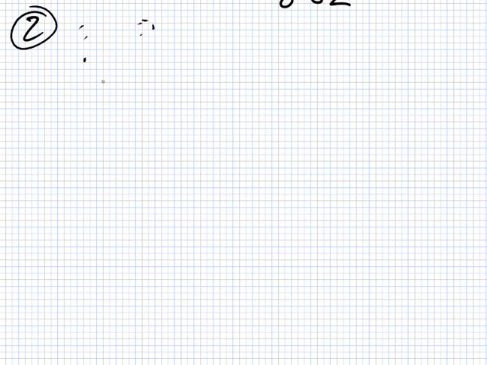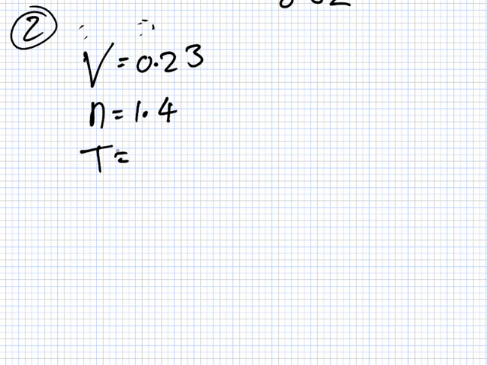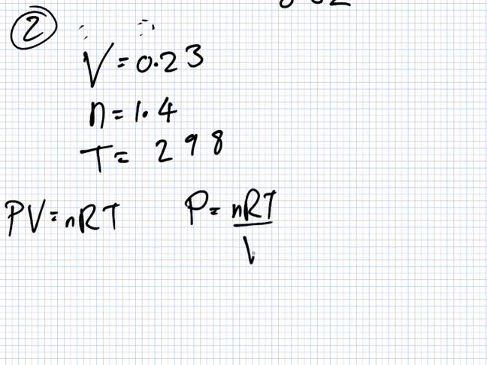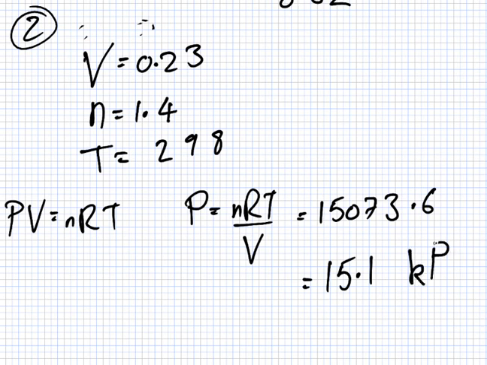Okay, so, next one. Volume is 0.23, n is 1.4, temperature is 273 plus 25, 298. What's the pressure? So PV equals nRT, so P equals nRT over V, which is 1.4 times 8.31 times 298 divided by 0.23. So the pressure here is 15073.6. If you want, we can put that in kilos. So that is 15.1 kilopascals is the pressure.